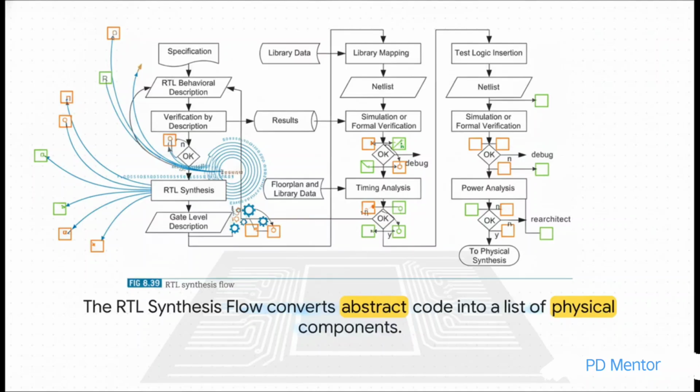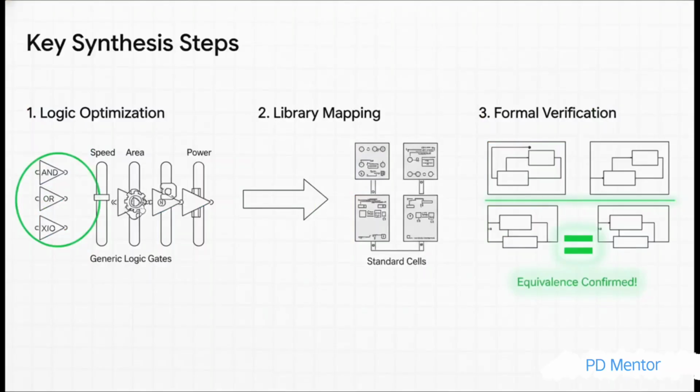You've got these incredibly sophisticated tools that take our verified RTL code as the input, and they start translating it into a list of actual physical logic gates. You know, the fundamental building blocks of any digital circuit. Now, this synthesis tool is just unbelievably smart. It optimizes the logic, trying to find the perfect balance between speed, how much space the chip takes up, and how much power it uses.